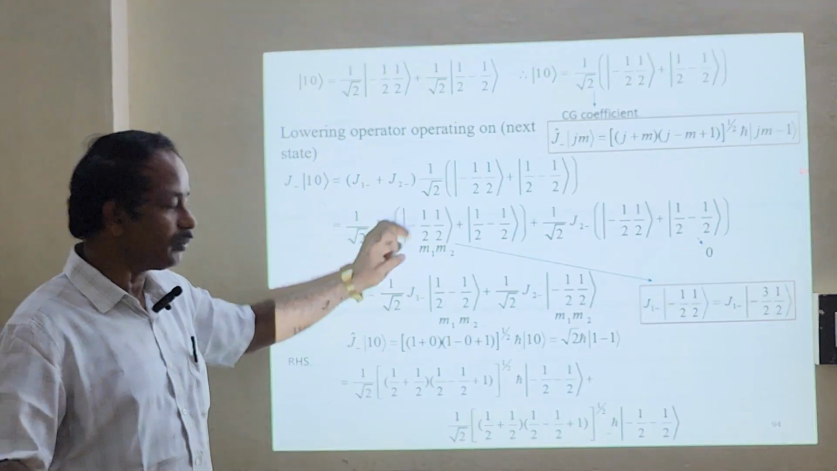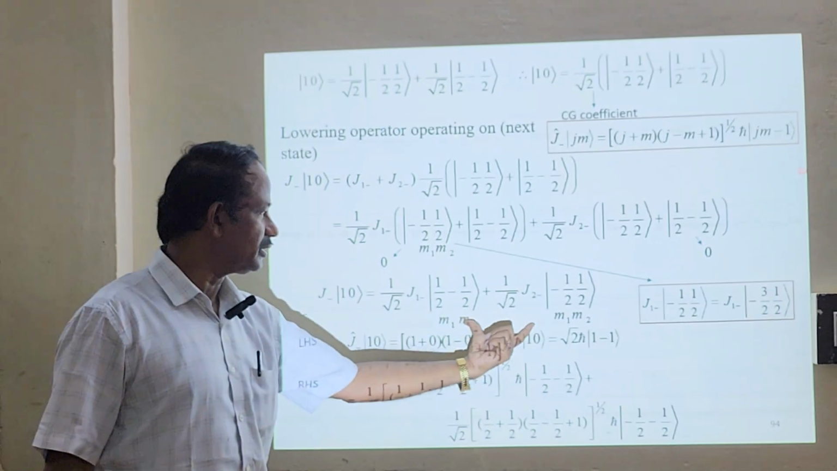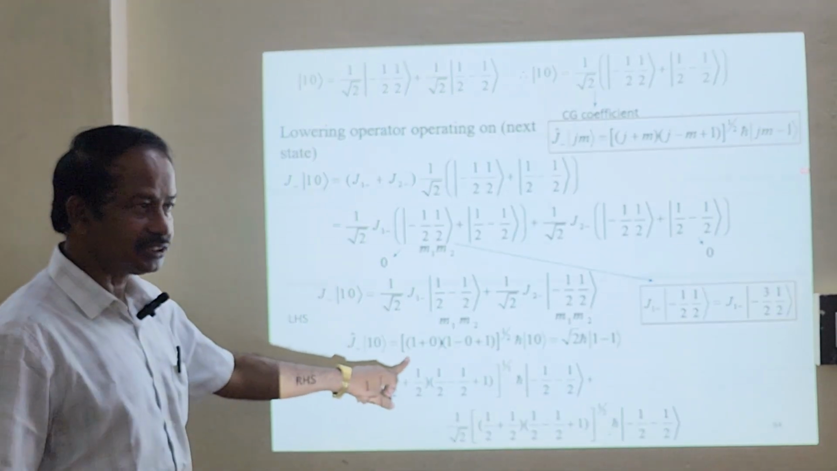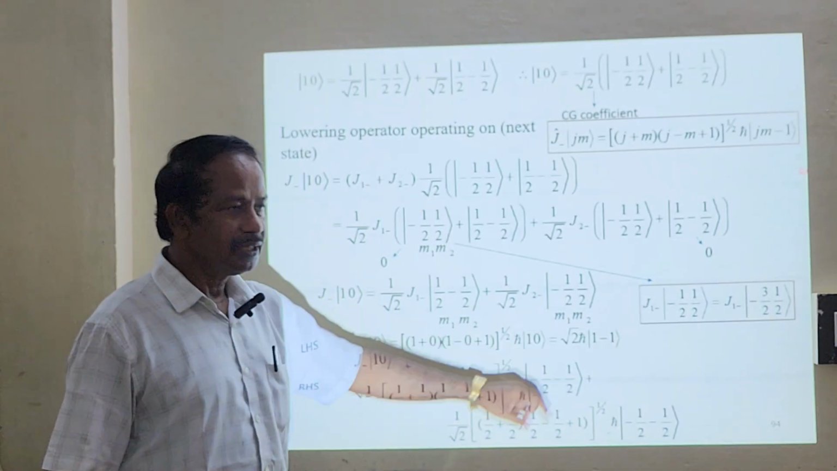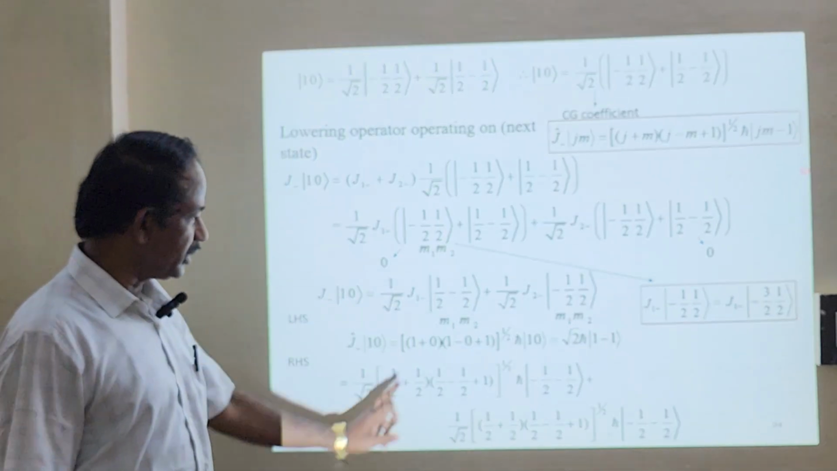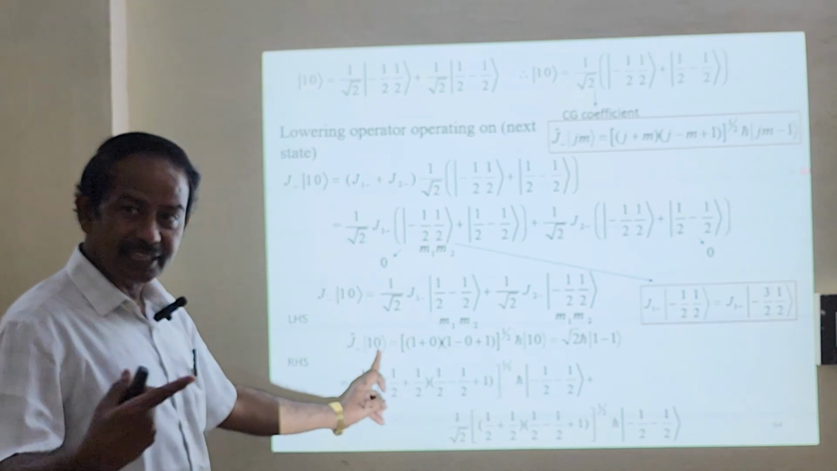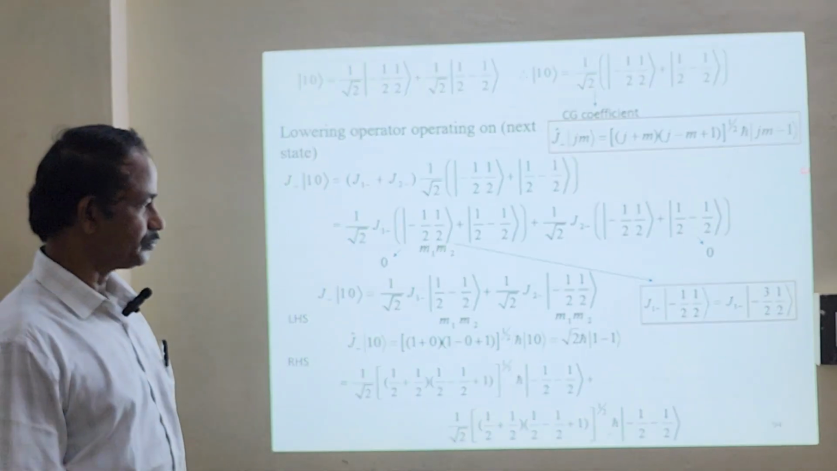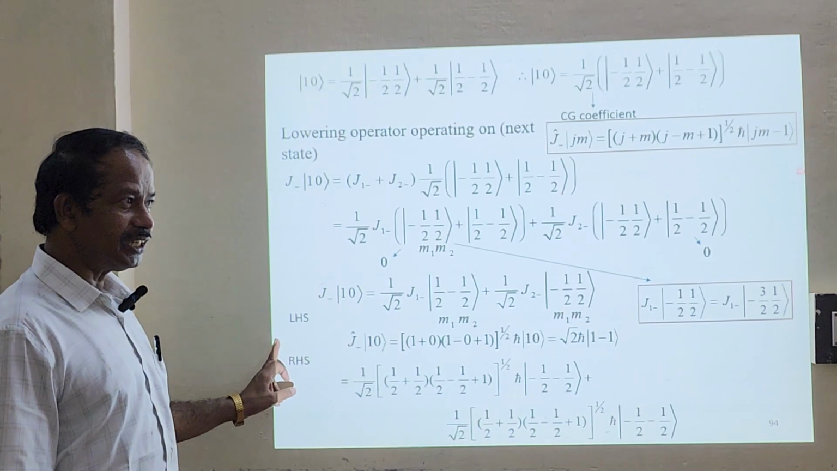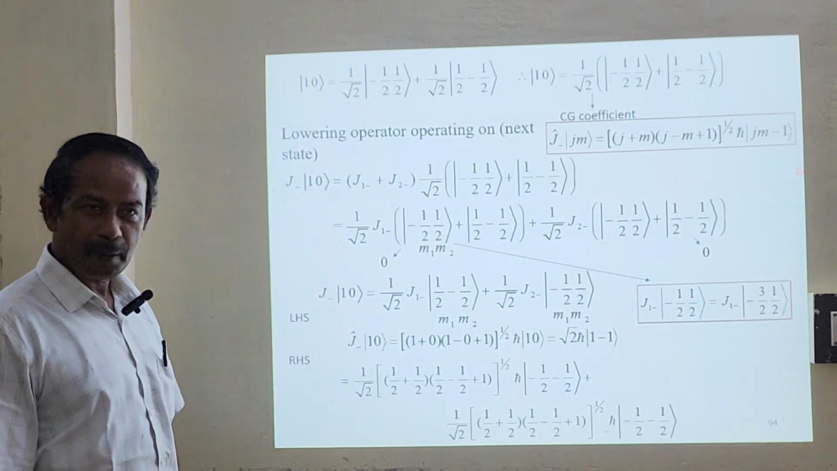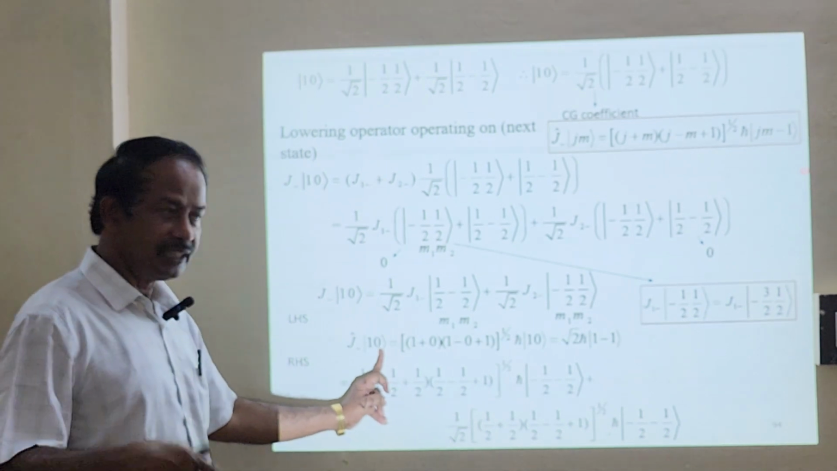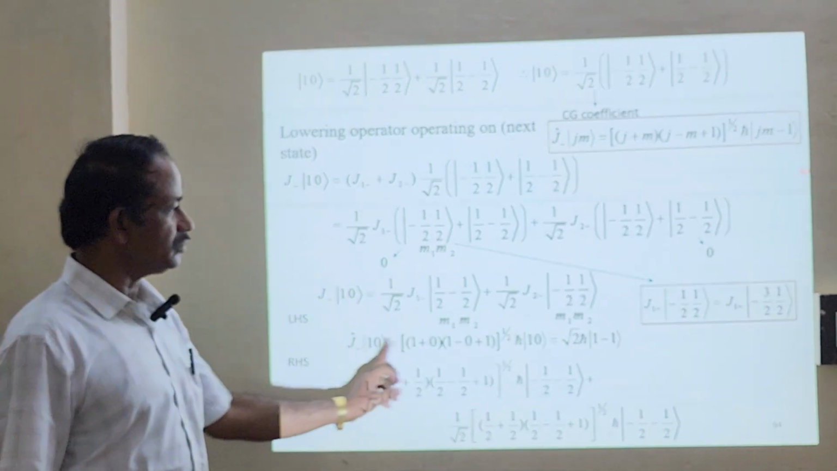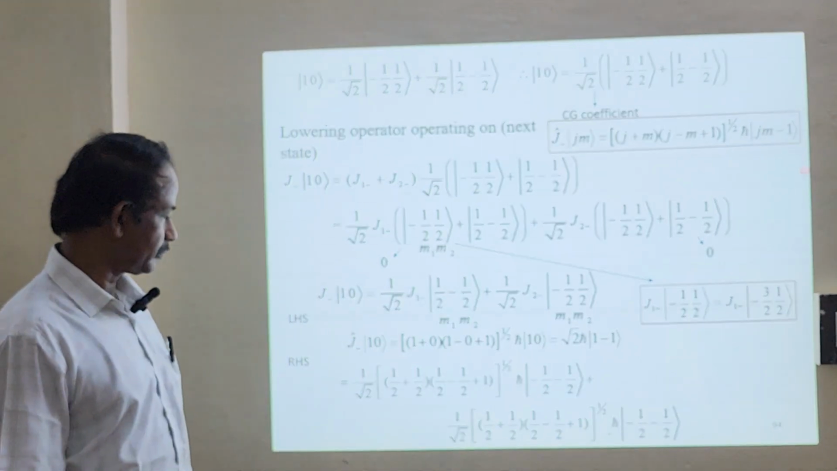M1 minus 1 and M2 minus 1. We have obtained this one. Now J1 acts on 1 0 will give you, using the same eigen formula, root 2 h bar 1 minus 1. See here 0, the state will go from 0 M1 minus 1, so 1 minus 1. This is for the left hand side. Is it okay? See 0, the next step will be m minus 1. See, the answer will be minus 1. 1 0, here it is 1 minus 1.